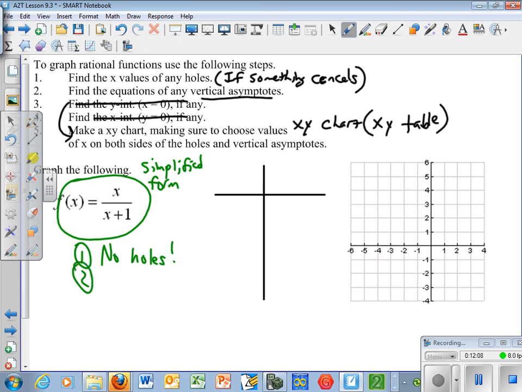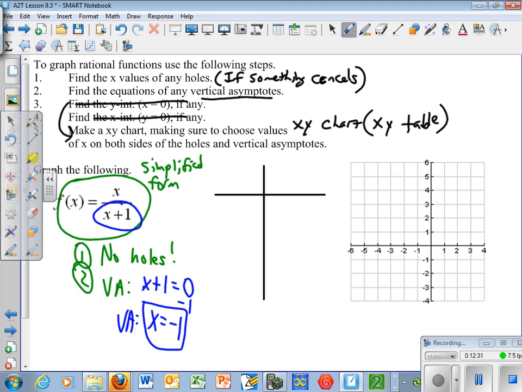Let's look at vertical asymptotes. Okay, vertical asymptotes occur when things are undefined. So you want to take the denominator and set it equal to 0 and solve. You're using the zero product property on the denominator. So I would get x equals -1 as my vertical asymptote. So I know right now if I graph the vertical line, and I would suggest drawing these in as dashed lines, at x equals -1, there's a vertical asymptote. Okay, x cannot be -1 or the function would be undefined.